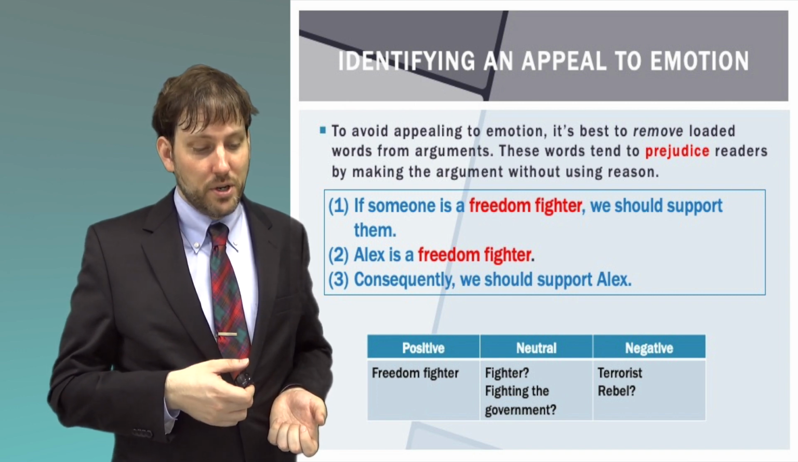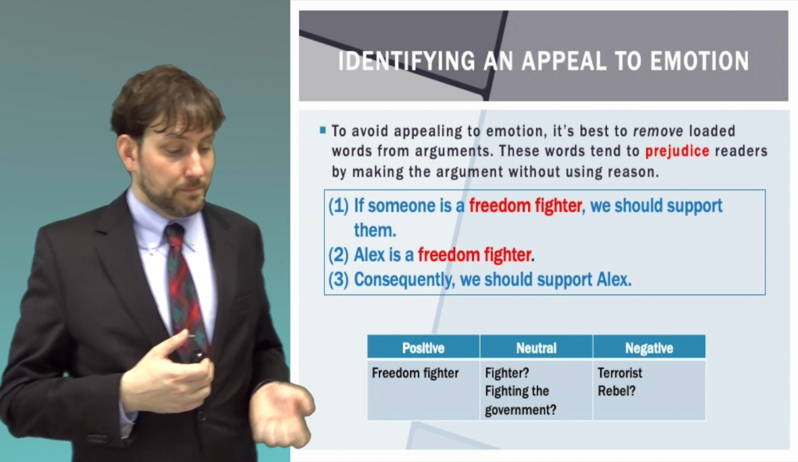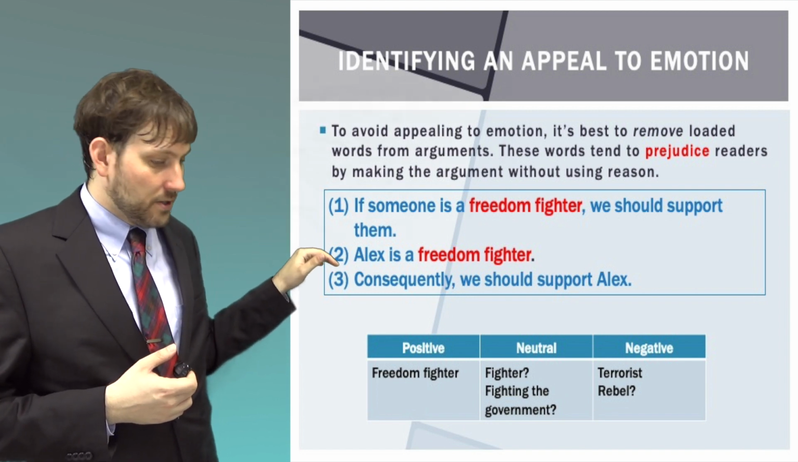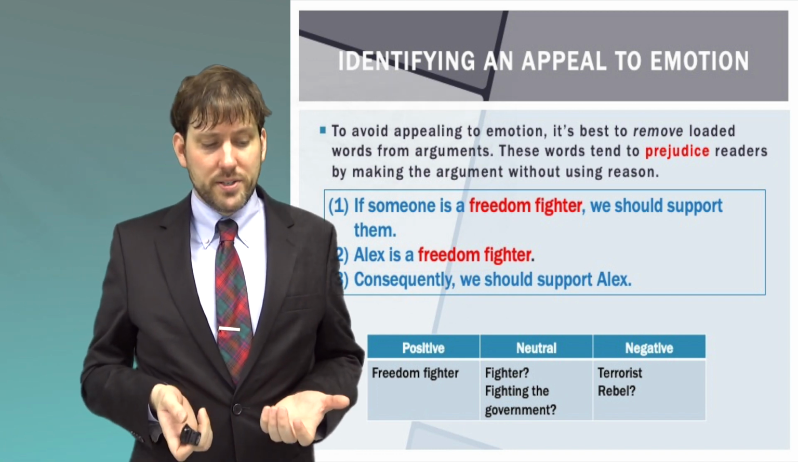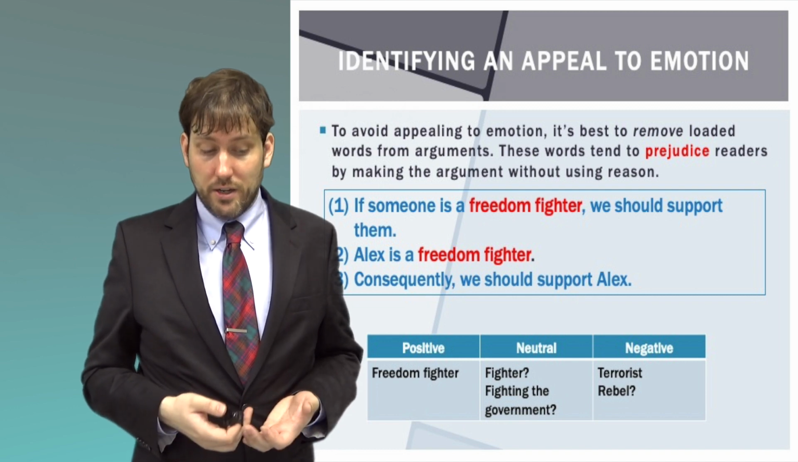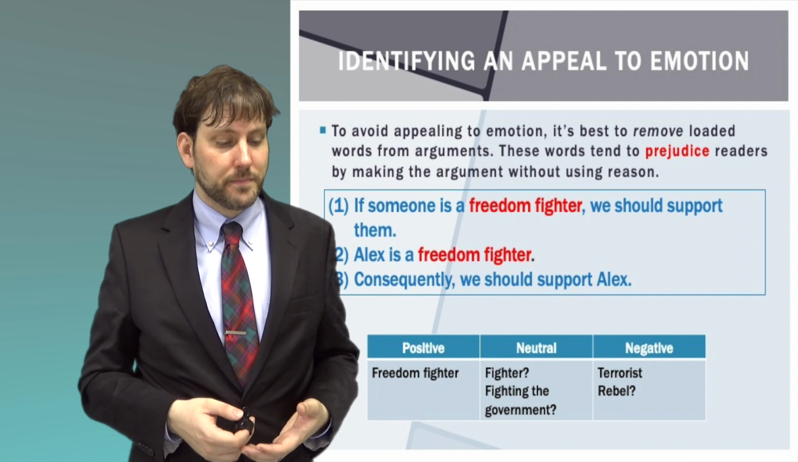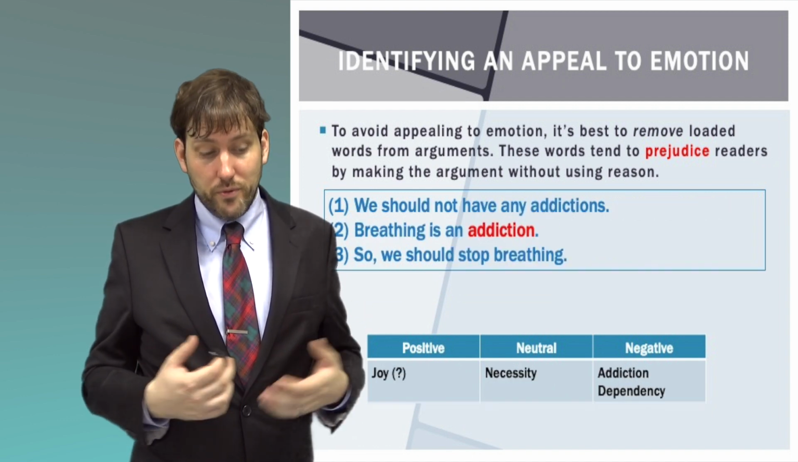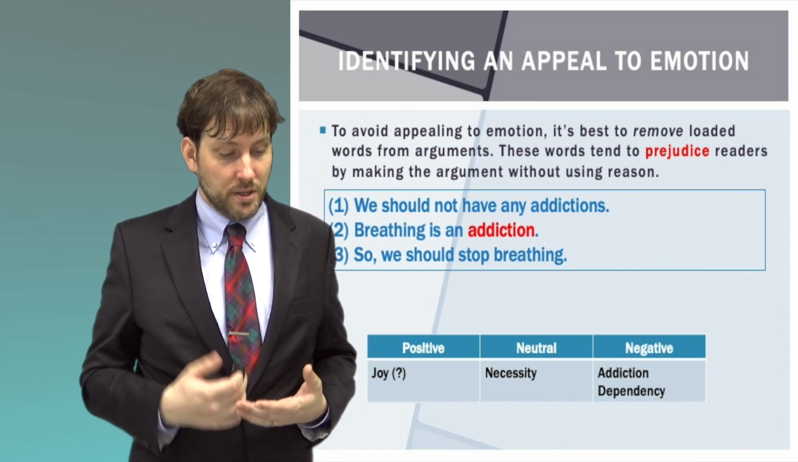These words tend to prejudice readers by making the argument without using reason. As an example, if someone is a freedom fighter, we should support them. Alex is a freedom fighter, consequently, we should support Alex. The word freedom fighter is a positive word, and a negative word could be like terrorist or rebel. A neutral word would be fighter, or just a neutral description, fighting the government. To avoid appealing to emotion, we should remove these sort of loaded words. This tends to prejudice readers by making the argument without reason.